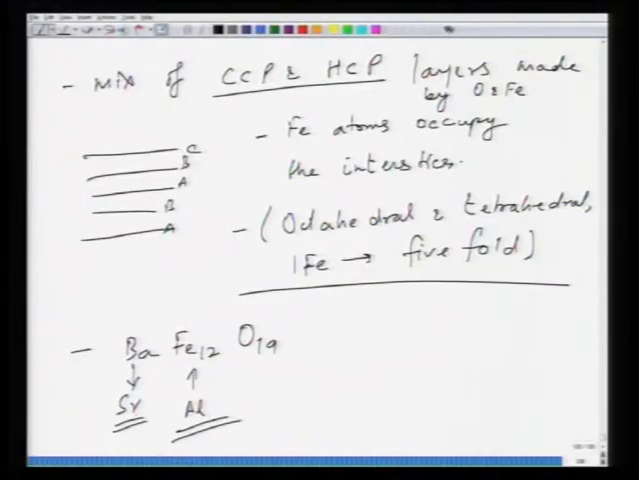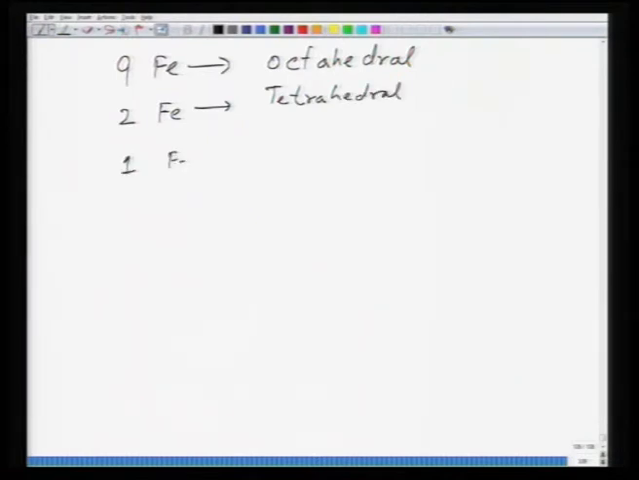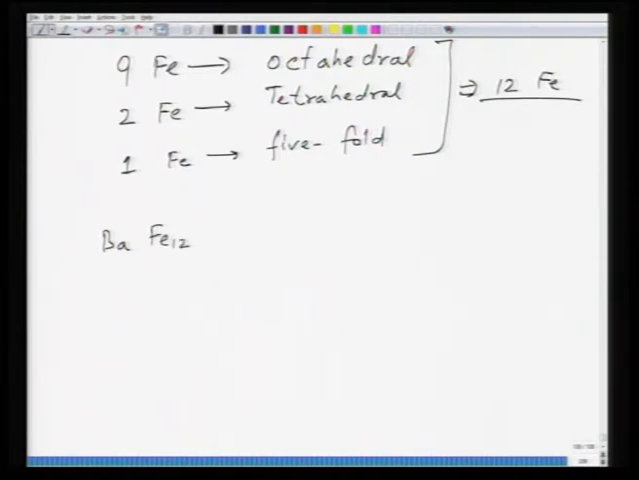So, coming back to the magnetic characteristic now, you have 9 iron atoms going to octahedral sites out of 12, 2 iron atoms going to tetrahedral sites, and 1 iron atom remaining in 5-fold coordination. So, this makes up 12 Fe, and the formula is BaFe12O19. Essentially it is BaO·Fe2O3 into 6.